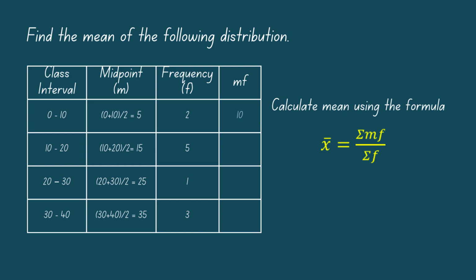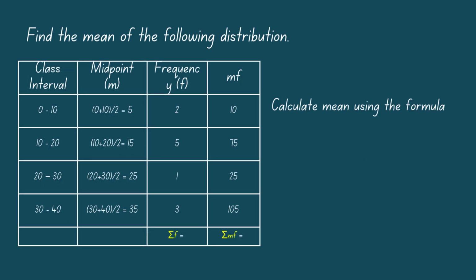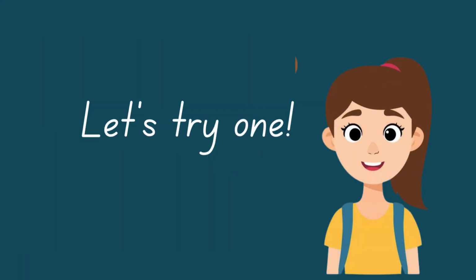So the first one we have 5 into 2, which is 10. Second we have 15 into 5, 75. Third 25 into 1, that is 25. And then 35 into 3, 105. Now next we have to find the sigma values or find the totals. So the total of f, sigma f is going to be 11 and sigma mf is 215. Putting all the values into the formula, we have x bar is equal to 215 divided by 11, which is 19.55.